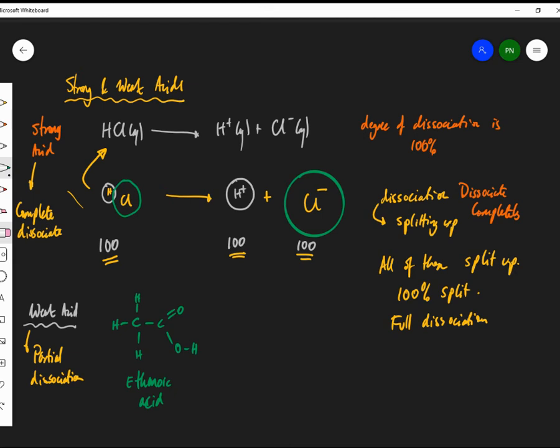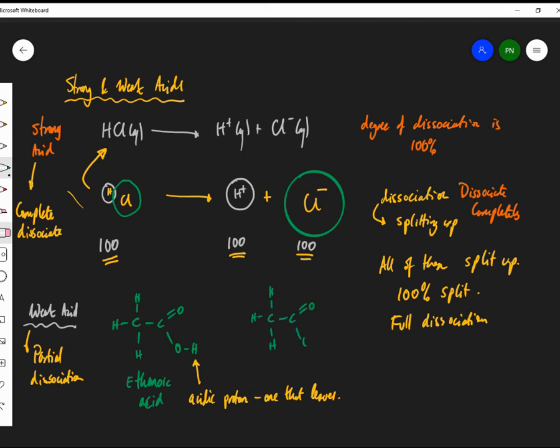Anyone? Yeah, the one bonded to the oxygen. Exactly, this one. Now, this one here is the one that's going to leave. God, my pen's not working today at all. This one is called the acidic proton because it's the one that leaves. So when this splits up, what we get is this. Let me draw it in green. We get this.